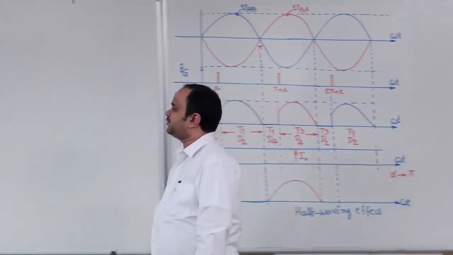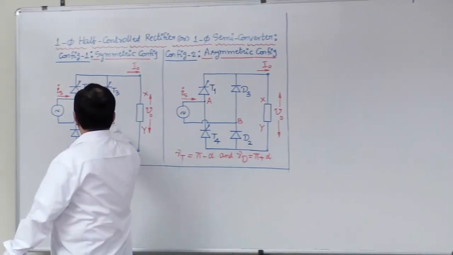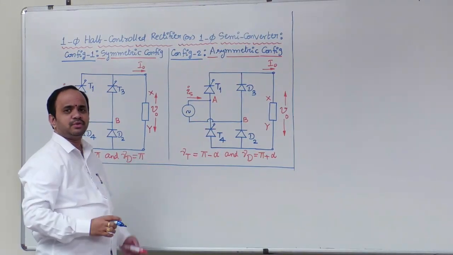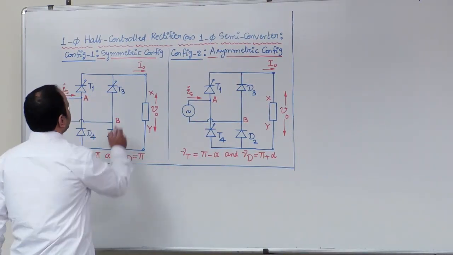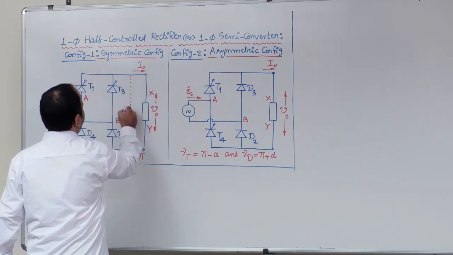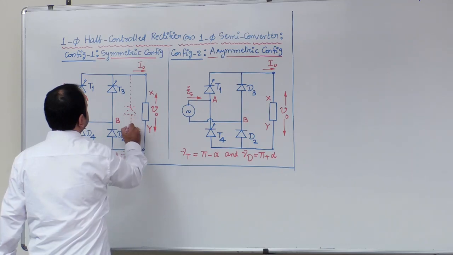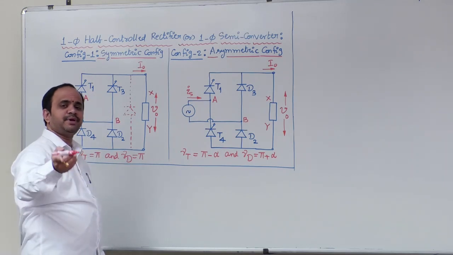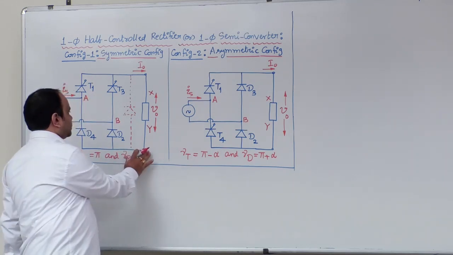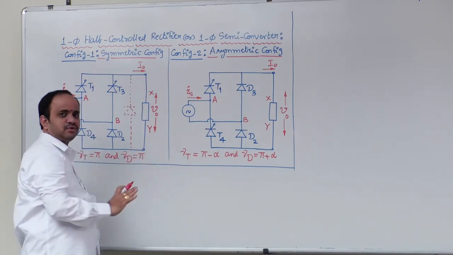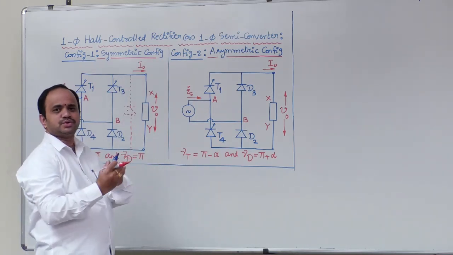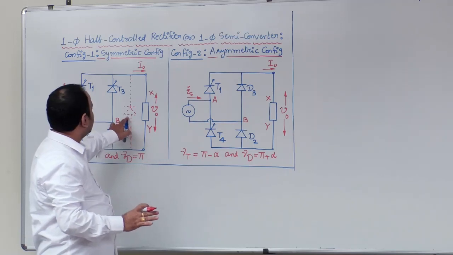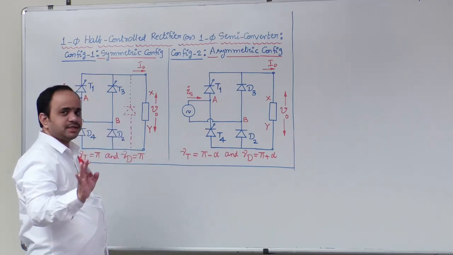Therefore, one of the basic problems in the symmetric configuration is the half waving effect when alpha is nearer to pi. In order to overcome this problem, one common practice is that a freewheeling diode is placed across this particular load. In order to avoid this freewheeling diode, what is the basic requirement? You should operate this semi-converter circuit not with alpha very close to pi. If you give sufficient time for devices to turn off, then there is no need for this extra freewheeling diode. That is one aspect.